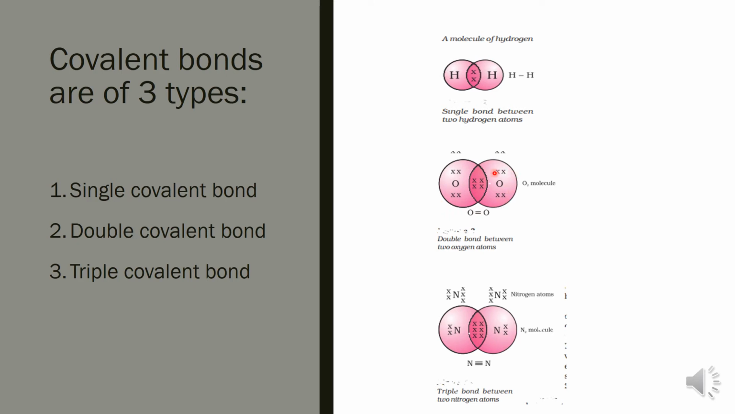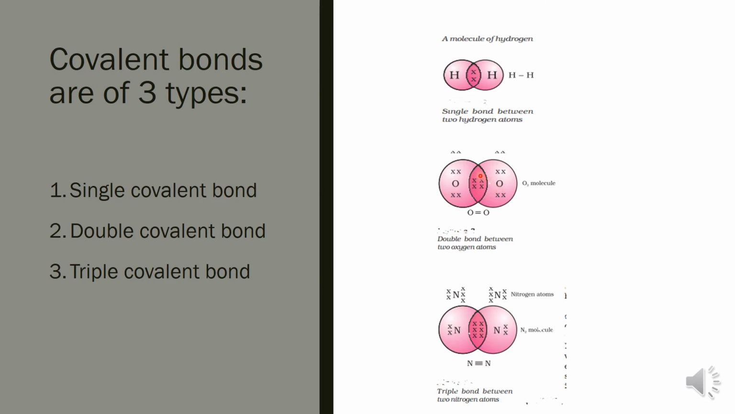Another oxygen atom is also having 6 electrons in the outermost shell. In this way, both the oxygen atoms require 2 more electrons to acquire inert gas configuration. This oxygen requires 2 more and this oxygen requires 2 more. So from this oxygen 2 electrons and from this oxygen 2 electrons will come in between the two atoms, and these 4 electrons will be shared and benefit both the atoms.